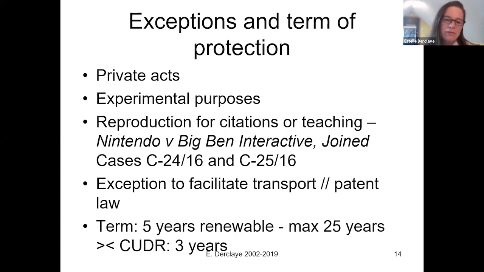And for this, you also have to pay a fee to renew it. And the maximum time you can renew it is 4 times. So you can renew it 4 times, and the term will be 5 times 5, 25 years.